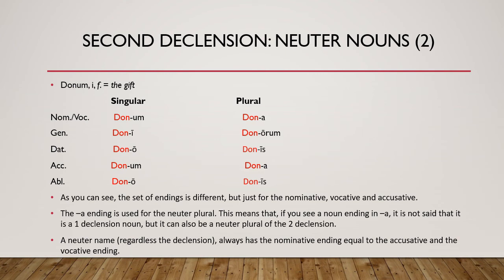As I write at the end of the slide, a neuter noun, regardless of the declension, always has the nominative ending equal to the accusative and the vocative ending. As you can see for the singular of donum, nominative, vocative, and accusative, all of them are donum. So if you have one form, you're going to automatically have the other two. Same for the plural. The nominative is dona, and so you can be sure that even the vocative and the accusative are going to be dona.